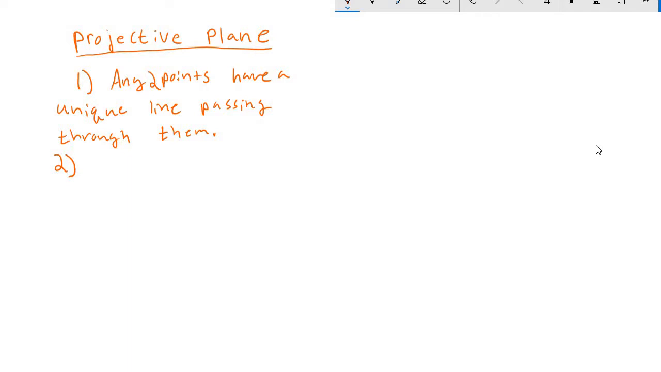But now we're going to have something a little bit different. Remember, in our perspective drawings, we were talking about the lines that represented parallel lines. Those also crossed at some point. So I'm also going to have that any 2 lines intersect in a unique point.